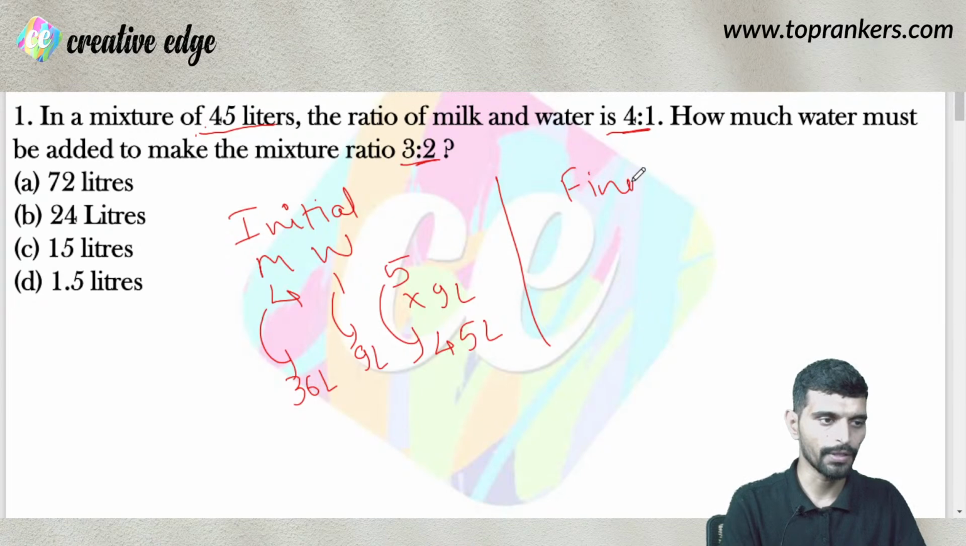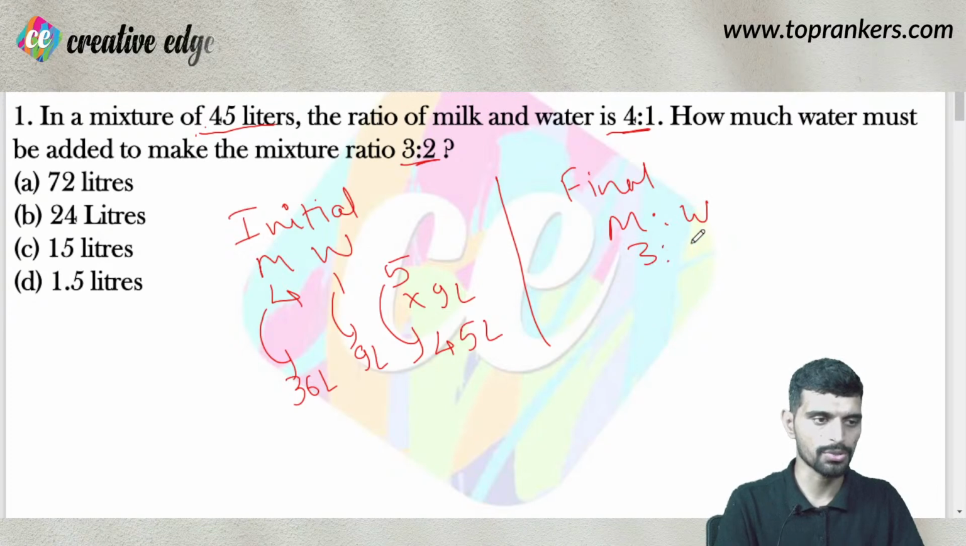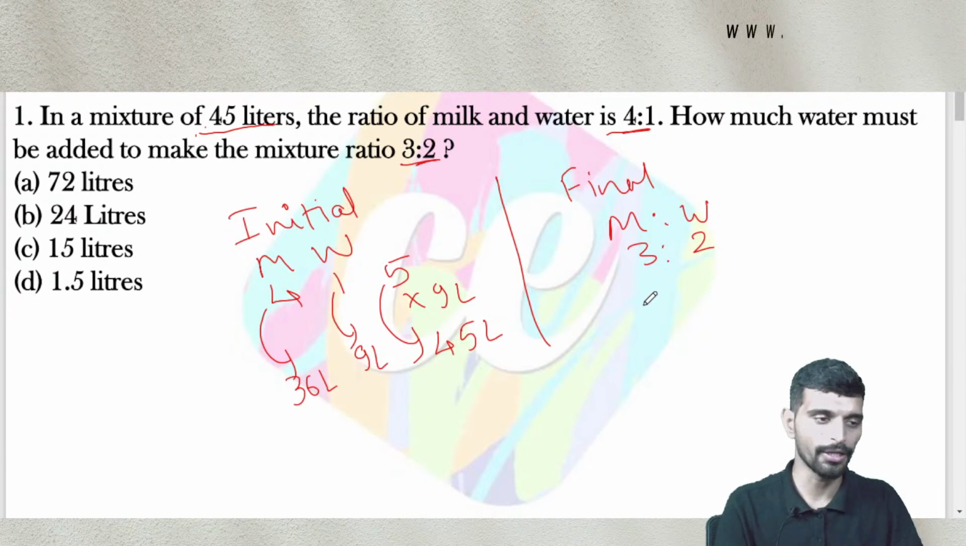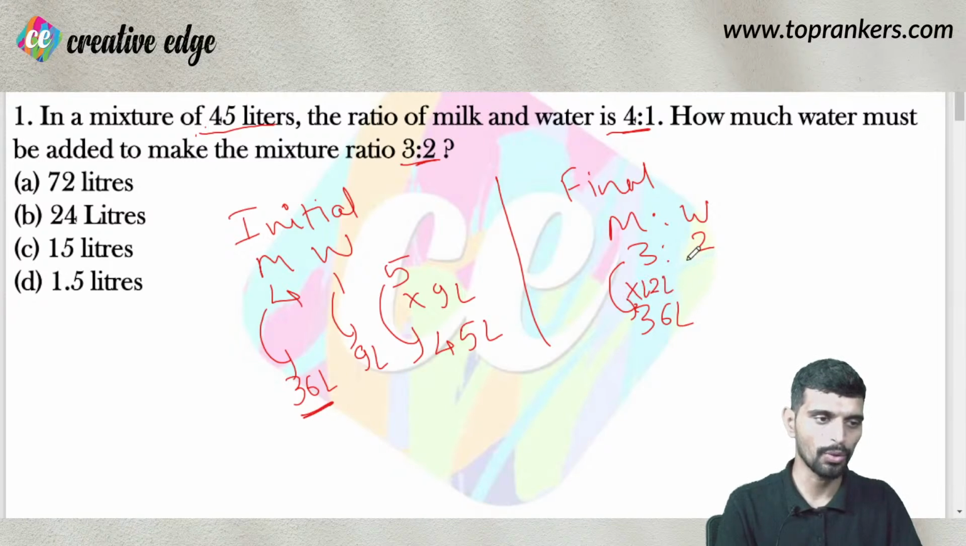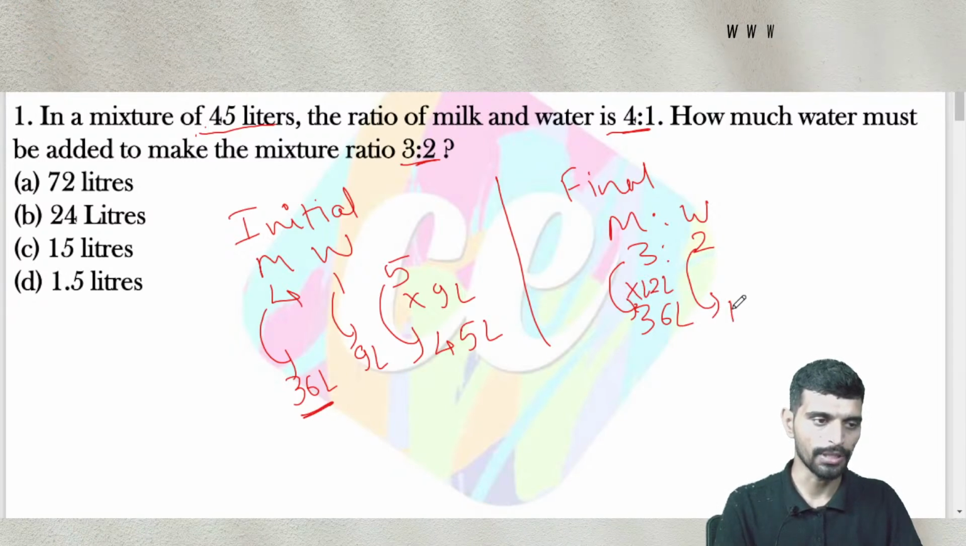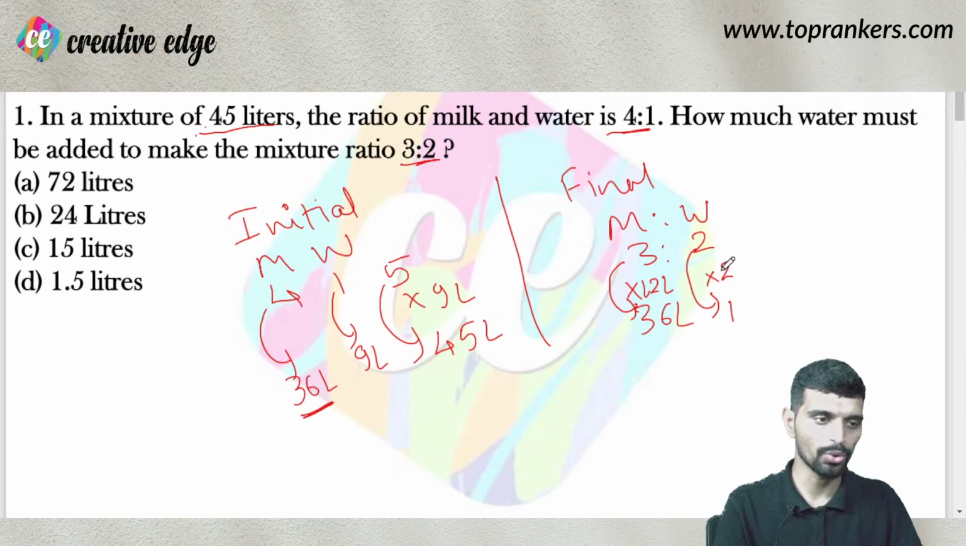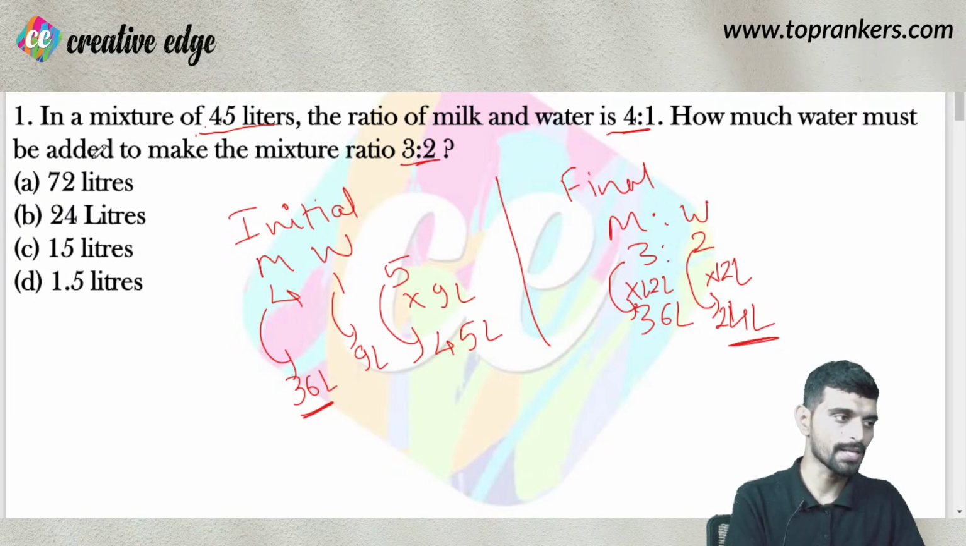The new ratio in the final mixture, milk to water, is 3:2, and we are asked how much water must be added. There is no change in the content of milk. Originally the content of milk was 36 liters. So from here we can calculate the multiplier that will give us the actual value of water in the new mixture. That will be 12 into 2, that is 24 liters, right?